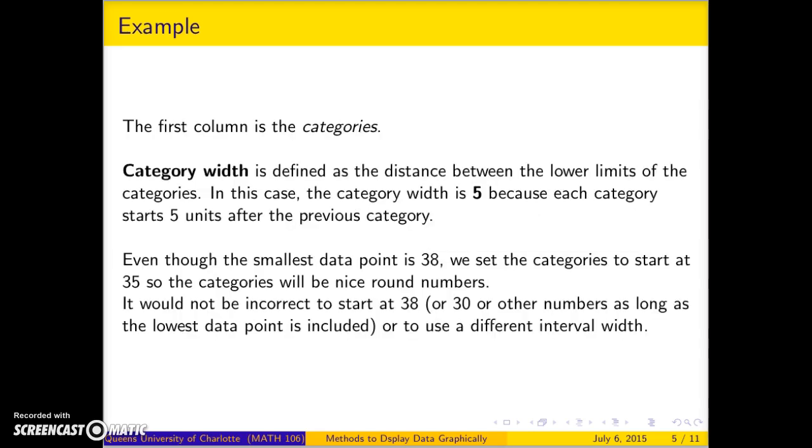And one thing I didn't mention is that it would not be incorrect to start at a different place. There's a lot of different ways you could do a histogram, but I like to start at a nice rounded number, and I like my widths also to be nice round numbers. So while it wouldn't be incorrect to start at 38, if you're told to start at 35, then you need to start at 35. Otherwise, points will be deducted on your assignments or test.